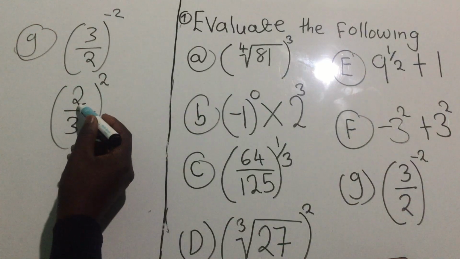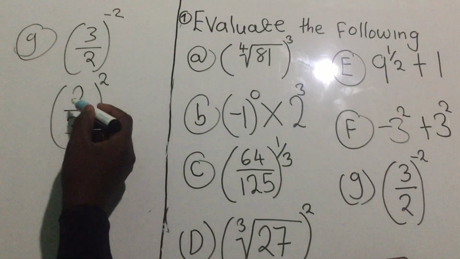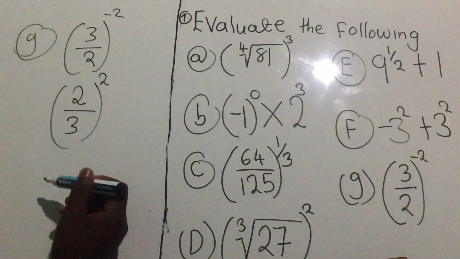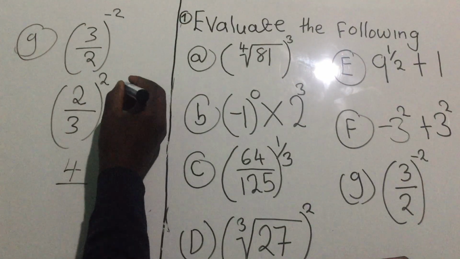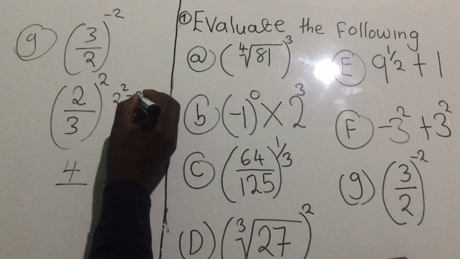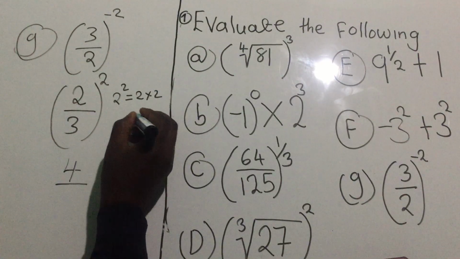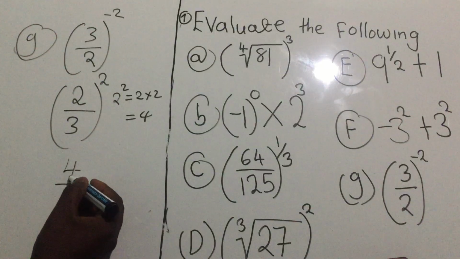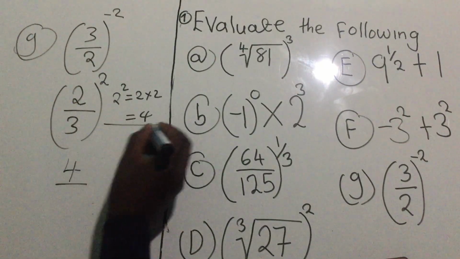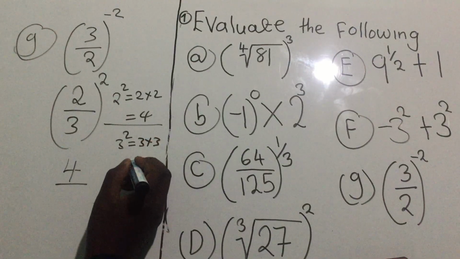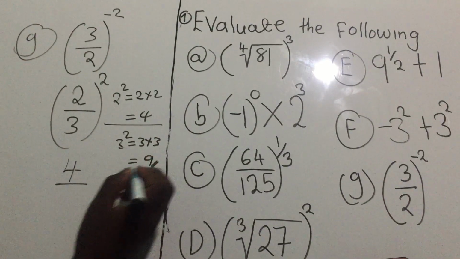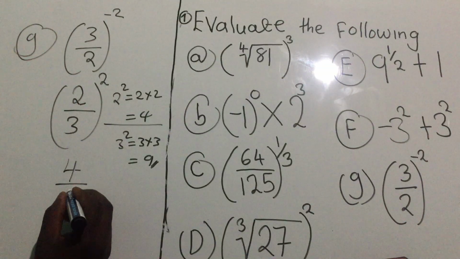So here it simply means 2 squared. 2 squared means 2 times 2. What do you get? 4, which is this one. Also here, which is 3 squared. 3 times 3, it's what? 9. So here it's what? 9.